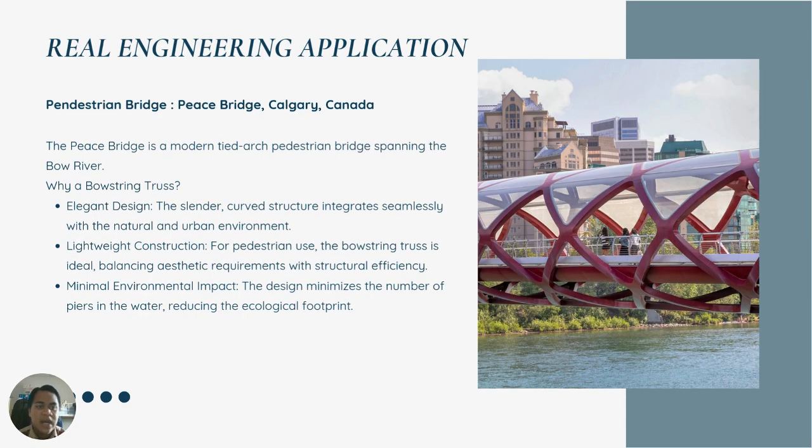So lastly, application of bowstring structure in pedestrian bridge. I chose Peace Bridge from Calgary, Canada. Why does this bridge use bowstring truss? First reason is elegant design. The slender curved structure integrates seamlessly with the natural and urban environment. Second, lightweight construction. For pedestrian use, the bowstring truss is ideal, balancing aesthetic requirements with structural efficiency. Lastly, minimal environmental impact. The design minimizes the number of piers in the water, reducing the ecological footprint.